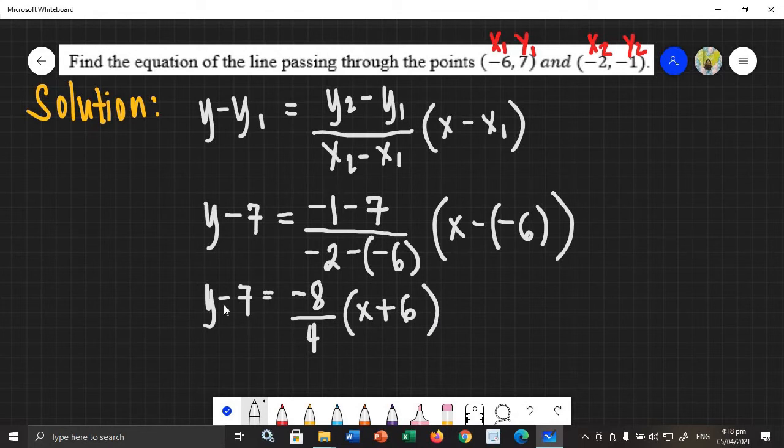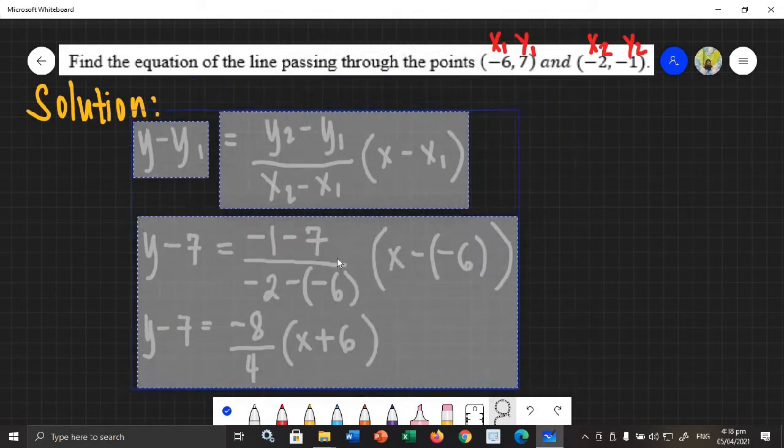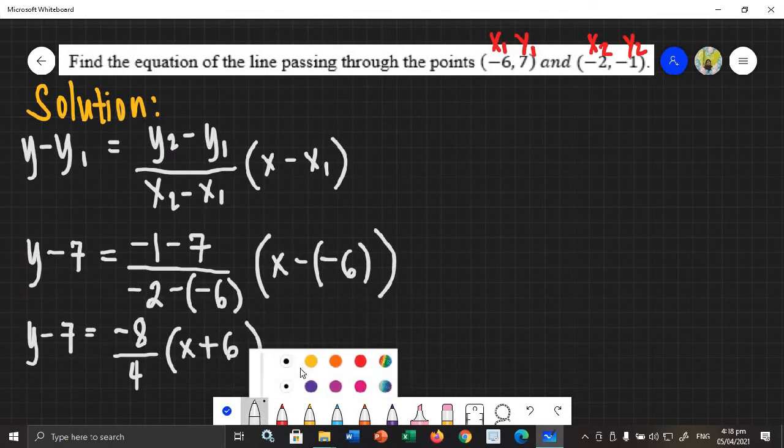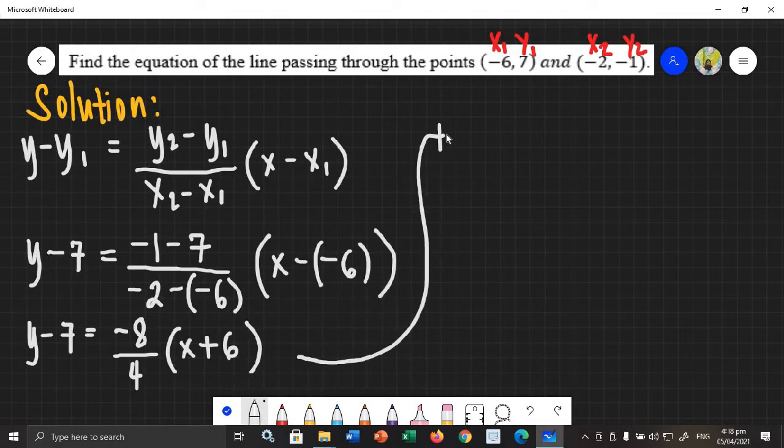And then, next is, we need to simplify this rational number or this fraction. So, ang gagawin natin is we need to divide negative 8 by 4, if, of course, they are divisible. In this case, divisible naman si negative 8 kay 4, so we can divide. So, y minus 7, copy lang, is equal to negative 8 over 4 can be written simply as negative 2. Okay? And then times quantity x plus 6.